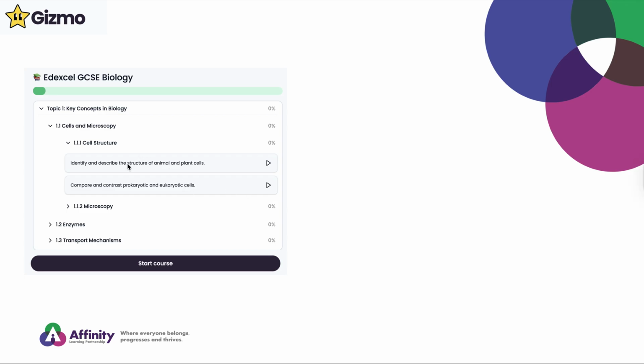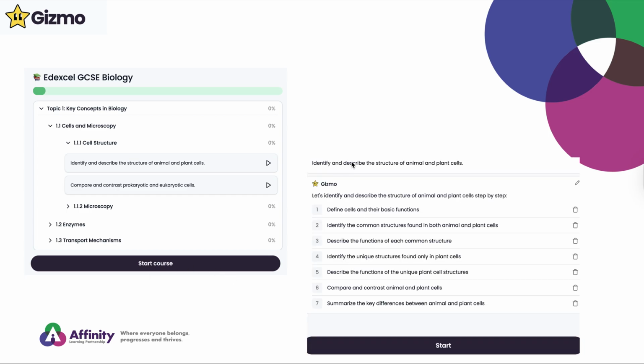And I can now go, right, I'm going to take the first bit, 1.1.1 of cell structure. I'm going to start the course, and it's going to give me the things that I need to know. So identify and describe the structure of animal and plant cells. And it's got some steps. These are the steps that it's saying that I need to be able to do to be successful in this topic area.